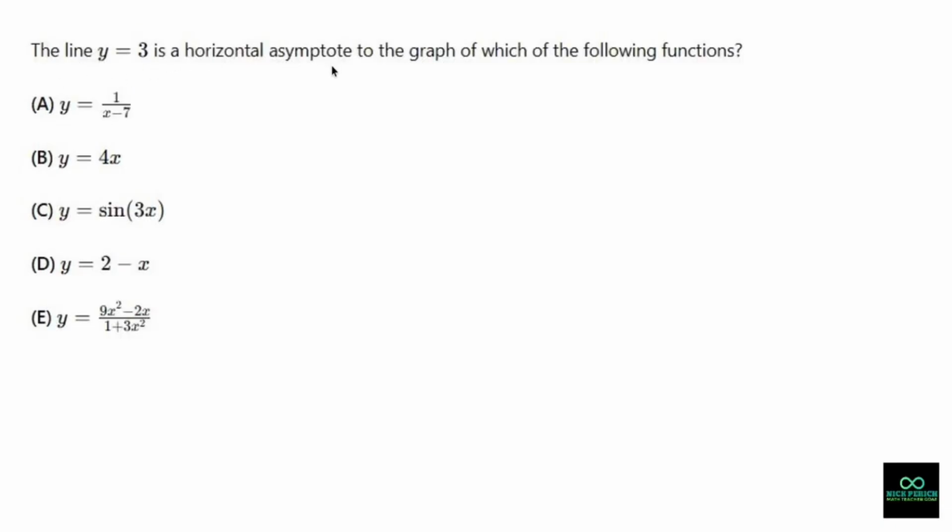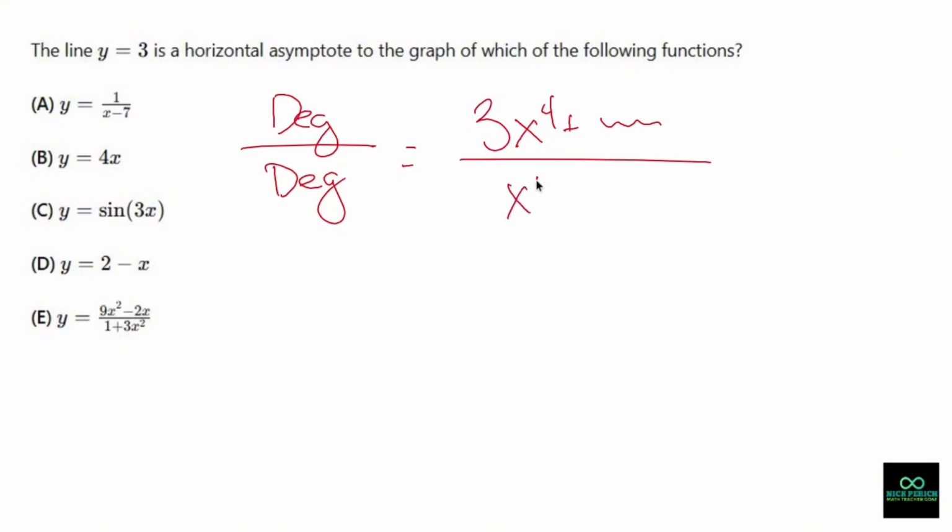The line y equals 3 is a horizontal asymptote to the graph of which of the following functions. Now, those of you who know my expertise, it's AP Pre-Calculus. And we are taught that if you have the same degree over the same degree, for example, something like 3x to the 4th plus blah, blah, blah over x to the 4th plus blah, blah, blah, if the degree on the numerator is the same as the degree in the denominator, you take the leading coefficients, so 3, invisible 1, and your horizontal asymptote is going to exist at the leading coefficients over the leading coefficients as long as the degree is over the degree.